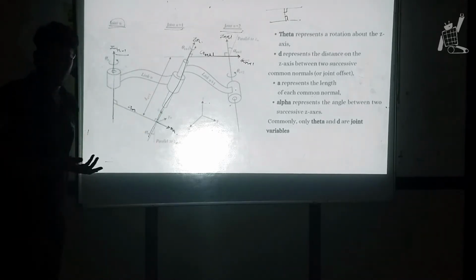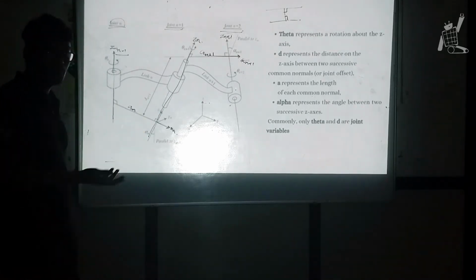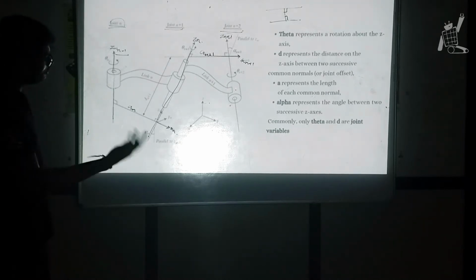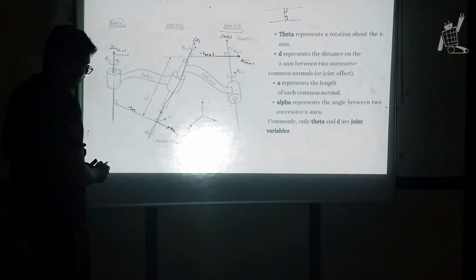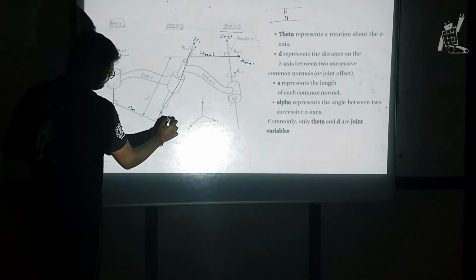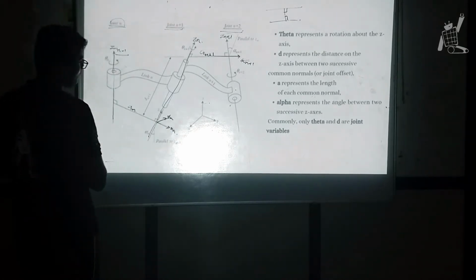Why will Y automatically be done? Because X, Y, Z are mutually perpendicular to each other, so it will be automatically done. That is what we learned. Y is determined because they are mutually perpendicular.